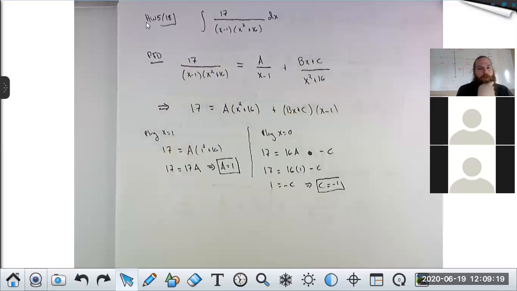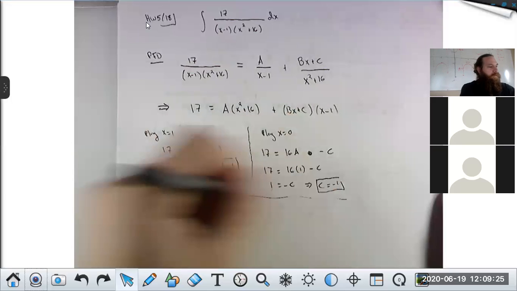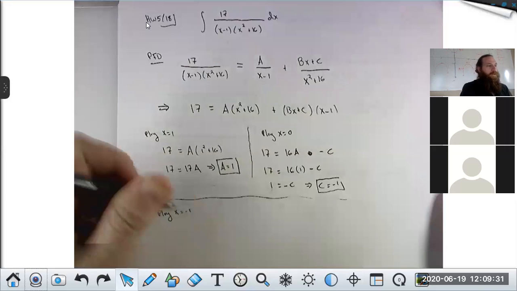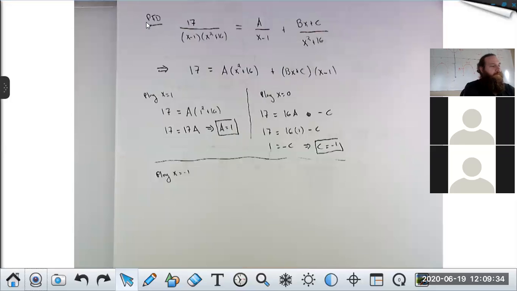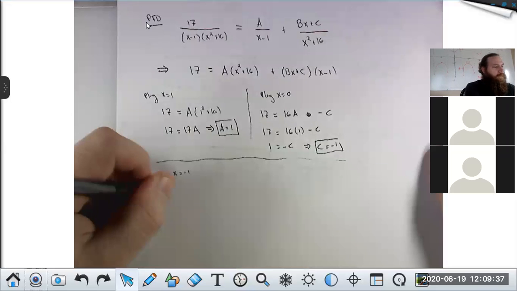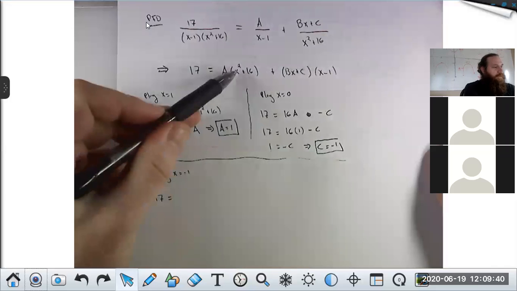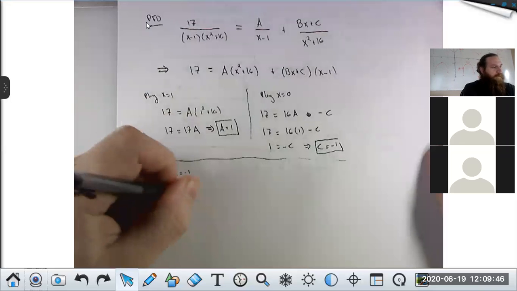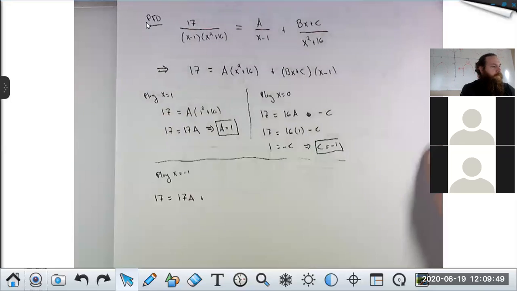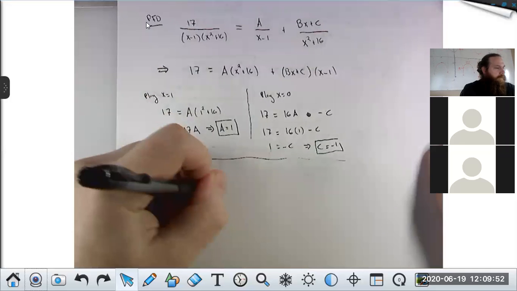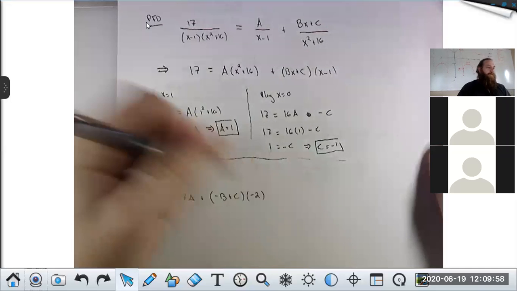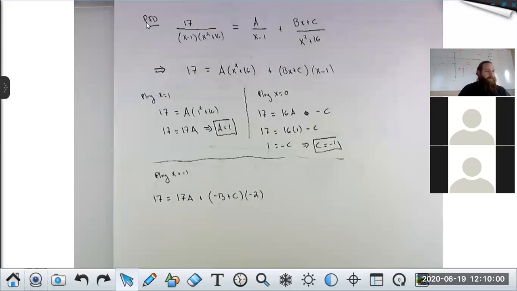And then lastly, maybe I'll plug in x equals 1, see what I get. So I don't want to crowd the page there. So let's plug x equals -1 here. Then I'll get 17 equals -1 squared is +1, so this would be 17A again, plus, if I plug in -1 for x, this will become -B plus C times -2. And since I know A and C, I can solve this equation for B.